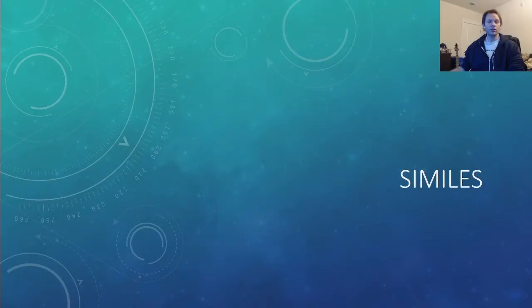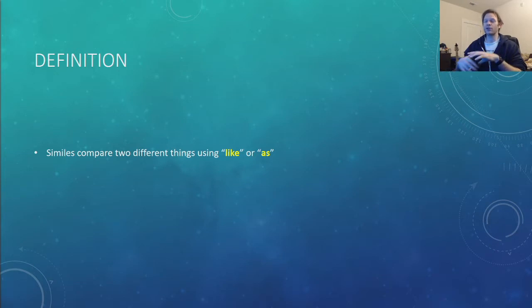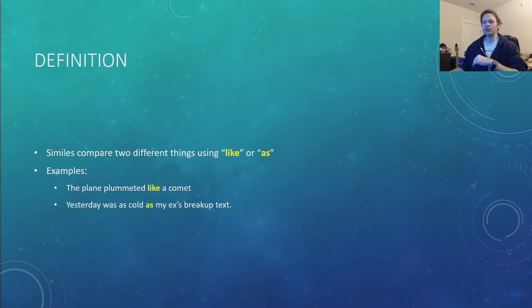Like I said, we're talking about similes today. The first thing that I always want to do is define the concept that we're working with. A simile is used to compare two different things using like or as. For example, the plane plummeted like a comet, or yesterday was as cold as my ex's breakup text.